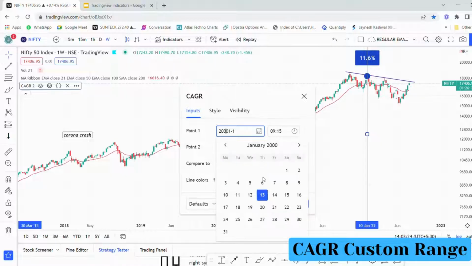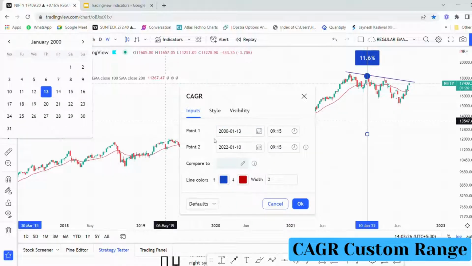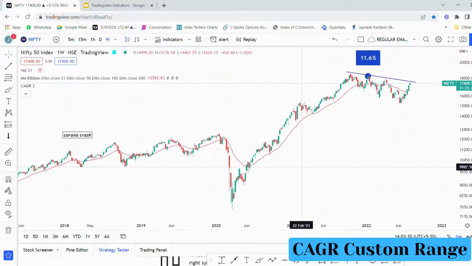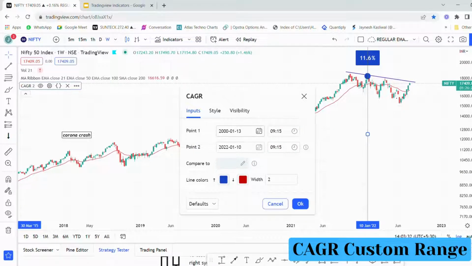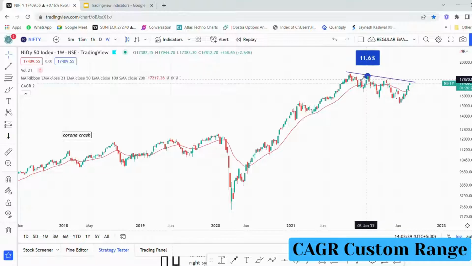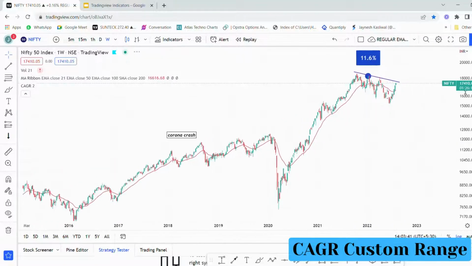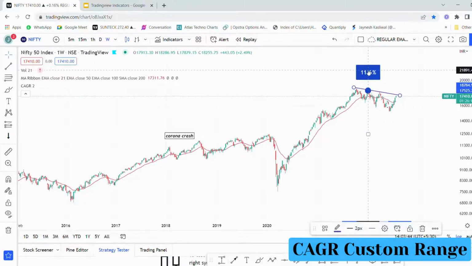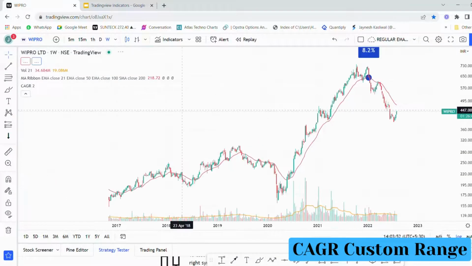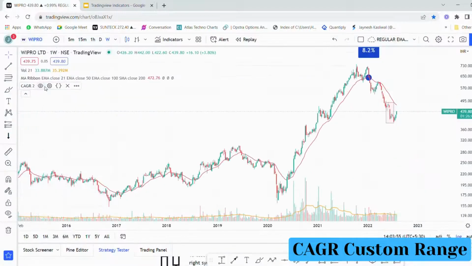I have selected 13 January 2000. Okay, now here. You can see it is showing me the CAGR is at around 11.6%. Now let's say you want to compare Wipro, you want to see the performance of Wipro and Nifty 50.